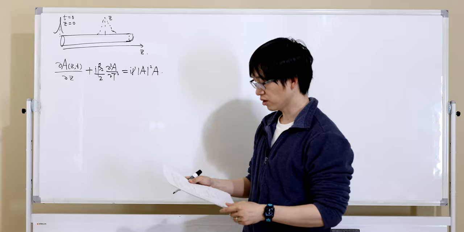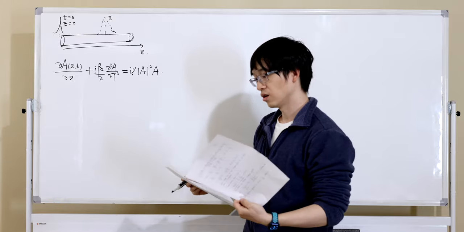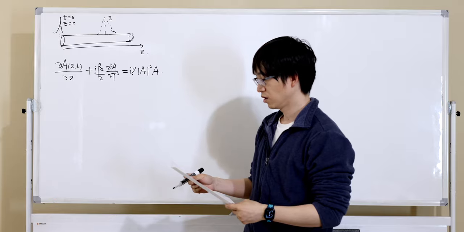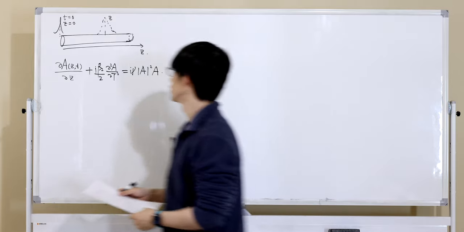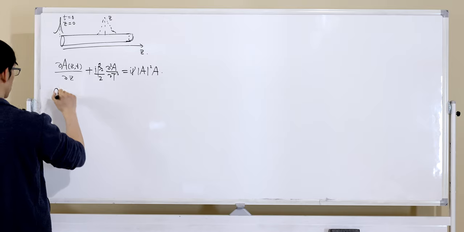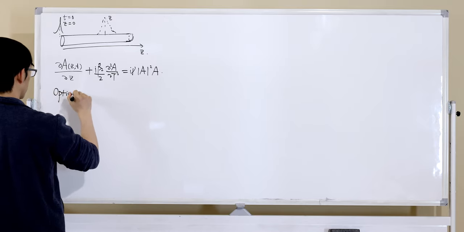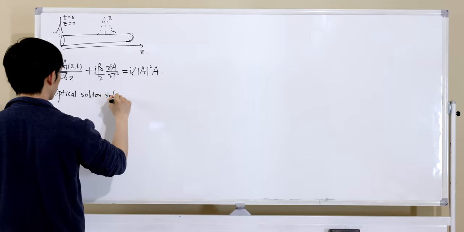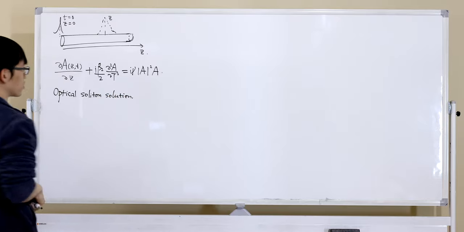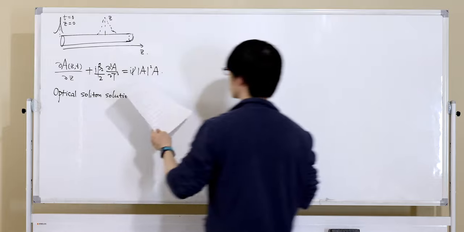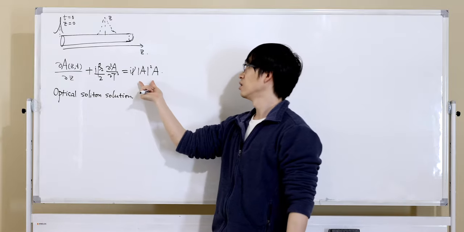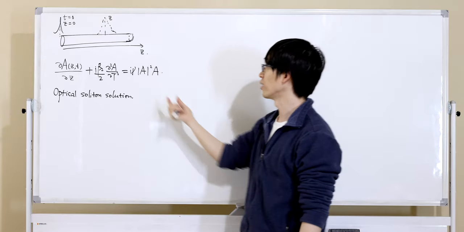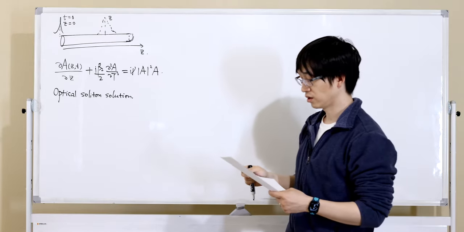Okay. So now let's look at the simplest solution here, the optical soliton solution. As I described, you can understand this term as a potential well created by itself, so that it's possible to trap the light inside here.